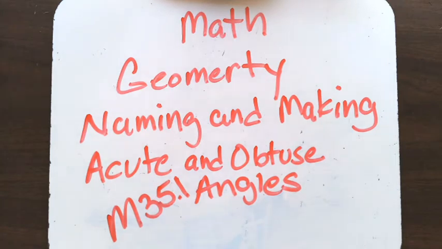We're going to continue using our protractors, making and naming acute and obtuse angles. We can start with a point out in space and draw a line from our origin and find out what angle that point is in comparison to a horizon. Or we can use our protractor and make a point using our protractor and then draw a line from our origin to that point, and we'll already know what the angle is.